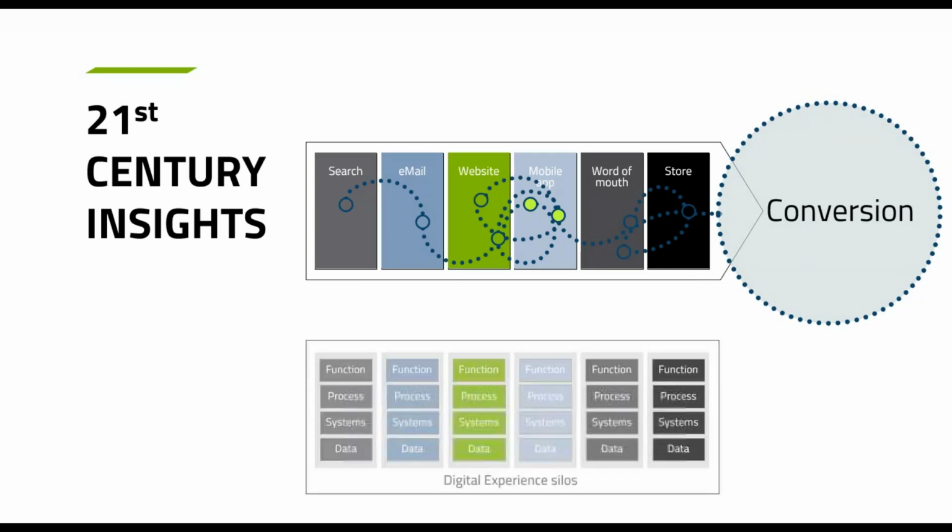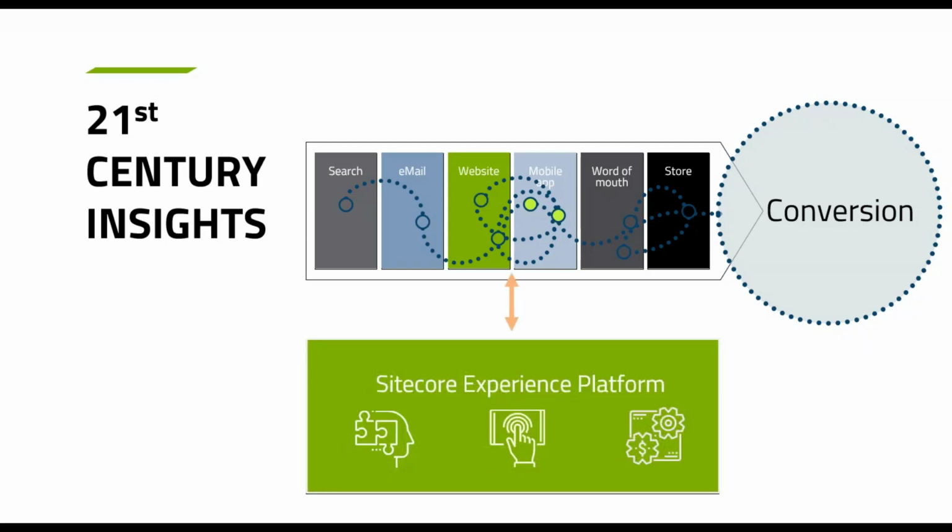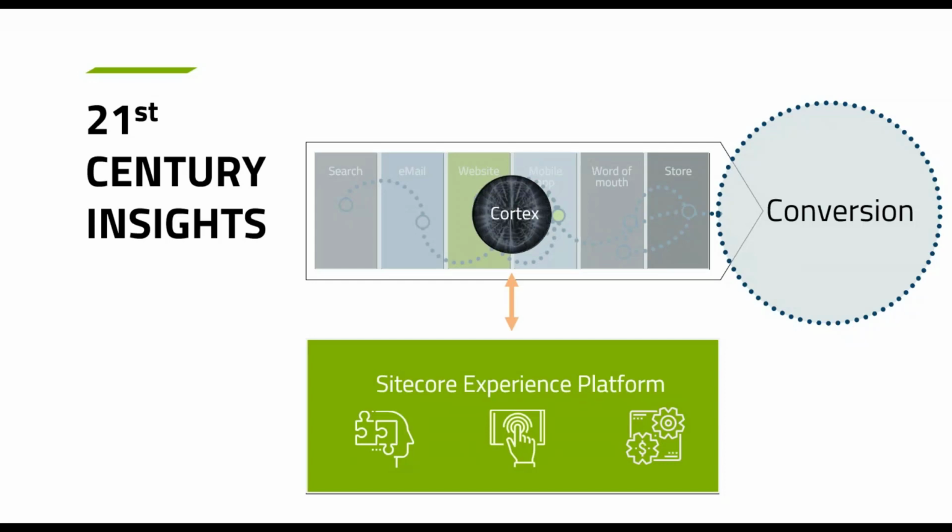This conversion, traditionally we've seen that journey broken up. Each step has its own silo of information. Search is all maybe inside of Google Analytics, or email is all inside of Salesforce Marketing Cloud. But through the power of the Universal Tracker, we can centralize all that information in the Sitecore Experience platform, and then place Cortex on top of it to analyze and then provide us insights we may not have seen otherwise.